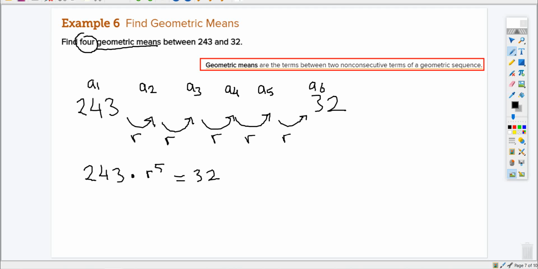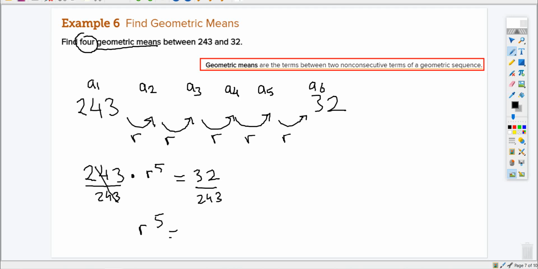Yes, the number is getting smaller. That is 243. Now 32 looks like we have a decimal or a fractional r here. So we will find r, and when we find r, we will be able to locate all the other numbers. So basically, divide both sides by 243, this way, and the 243 cancels.